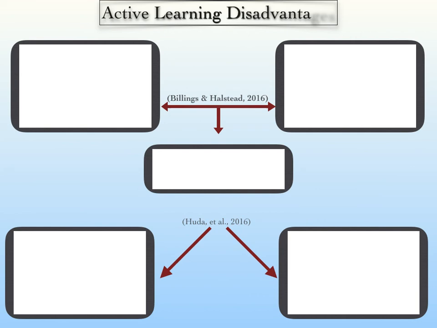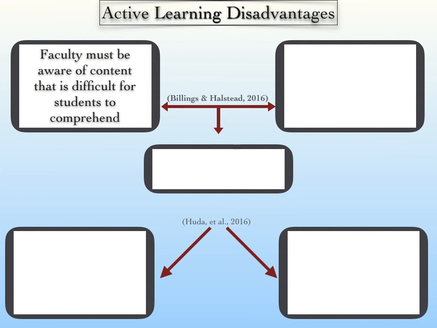There are, however, some disadvantages to both these learning styles. Some active learning disadvantages are faculty must be aware of content that's difficult for students to comprehend. So the faculty should know the difficult things in the topics they're presenting, because they shouldn't have the students actively engaged in too difficult of topics, because then that lets the students run on their own without being instructed totally on these difficult topics.